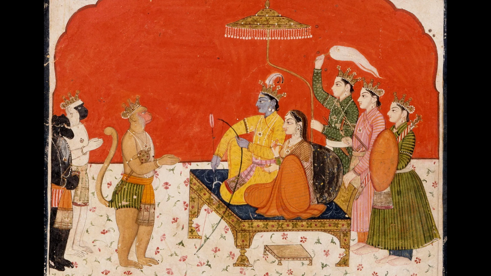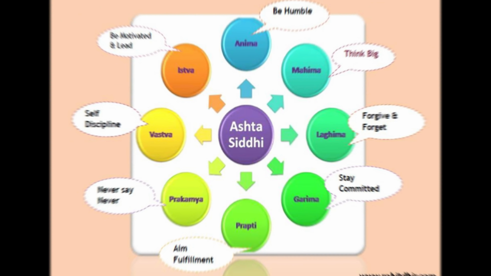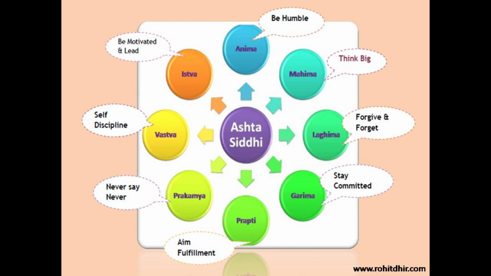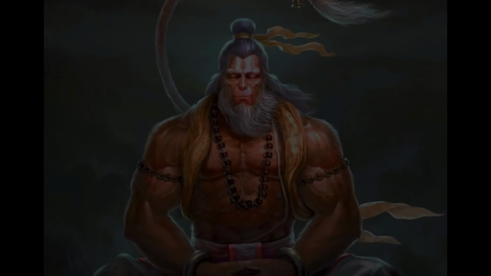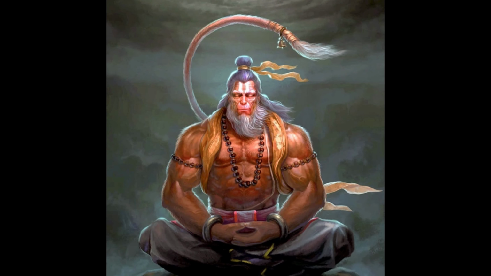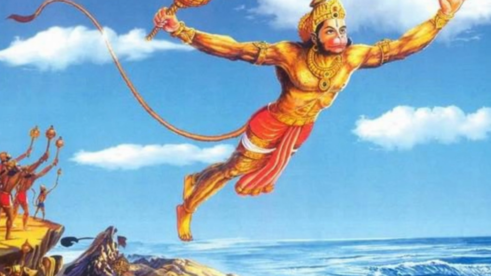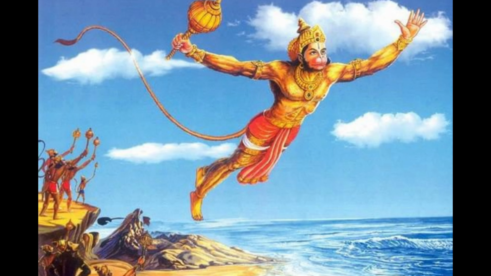Let's dive back into Indian history, to the period of Ramayana. There are 8 siddhis or Ashtasiddhis, which are namely Anima, Mahima, Garima, Lagima, Prapti, Prakamya, Istuva, Vastava. Lord Hanuman possesses all the 8 siddhis. Lagima Siddhi is one of the 8 siddhis which is used by Hanuman to fly in the air.